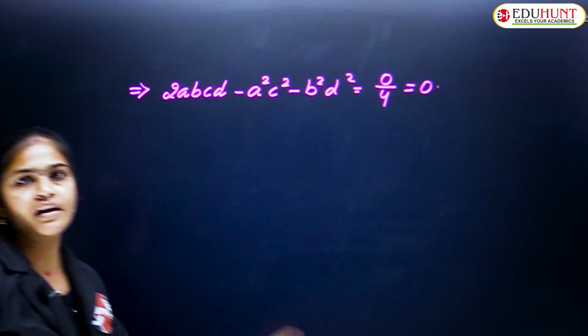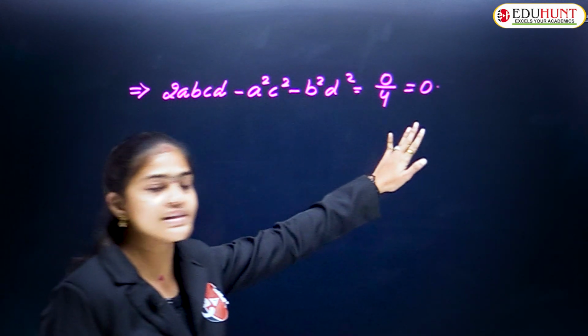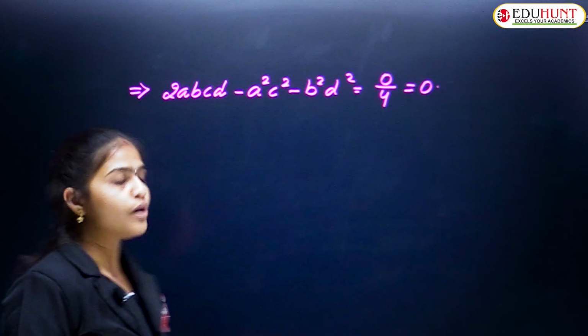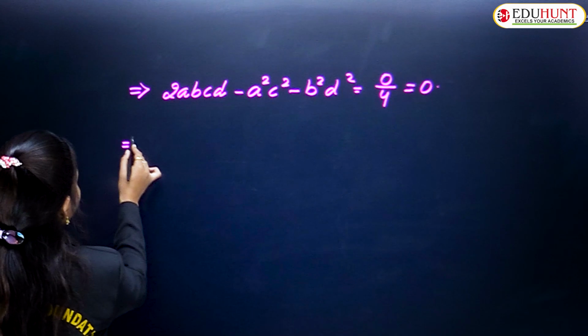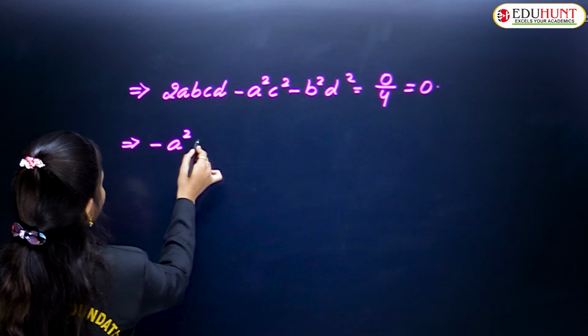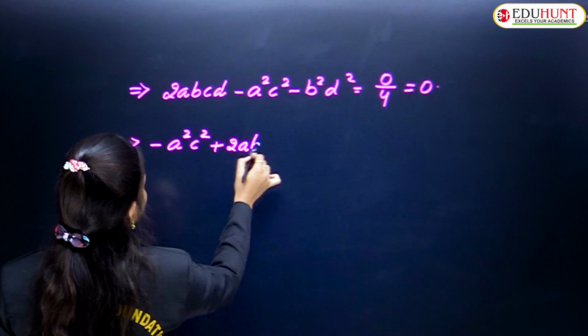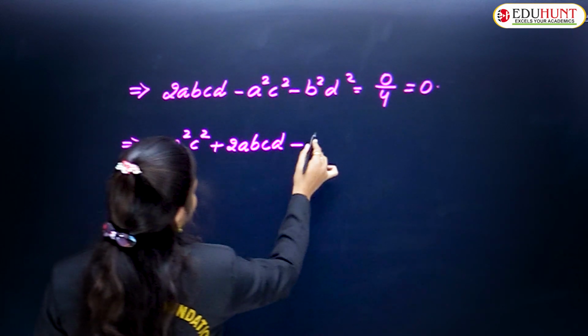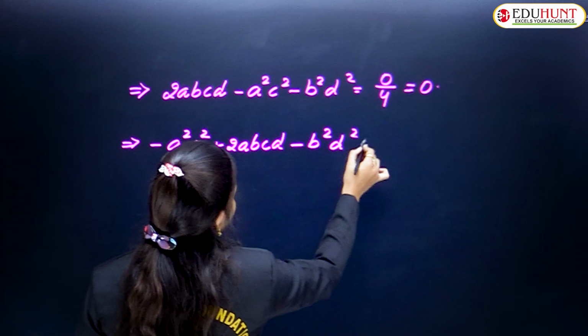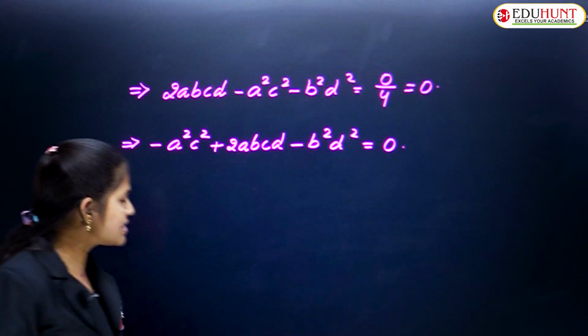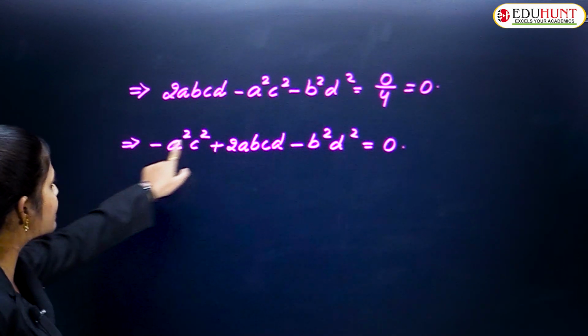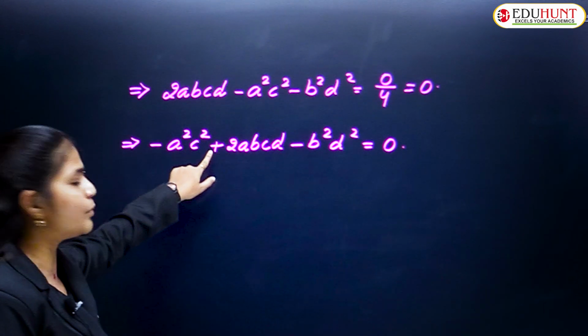Just transpose that 4 from LHS to RHS, then we will get 0. Okay, so from this one we can write it as minus a square c square plus 2abcd minus b square d square, which is equal to 0. So children, just observe that here the starting term is negative, and here also negative, here positive.